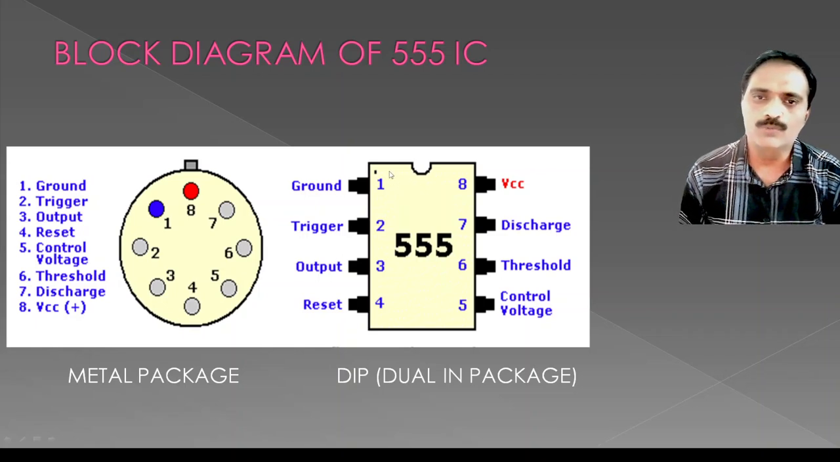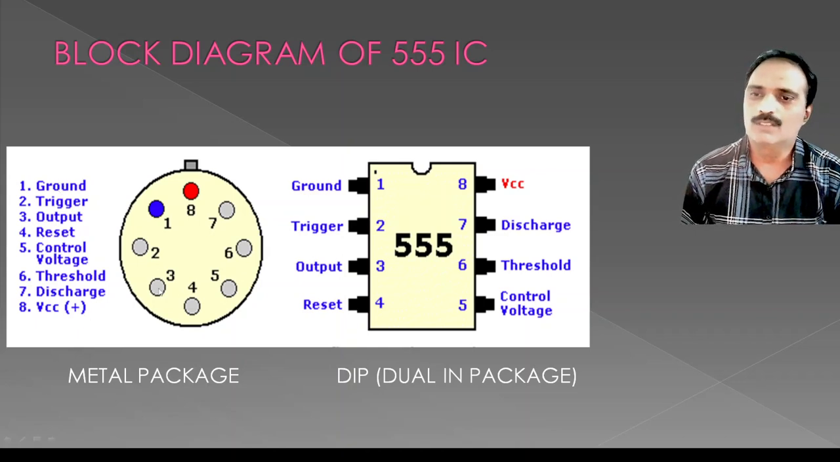Let me brief you on the terminals here. So 1, 2, 3, 4, 5, 6, 7 and 8. The first one is ground, the second one is trigger, the third one will be output, the fourth one is reset. In both the configurations the pins represent the same. The fifth one will be the control voltage, the sixth one will be the threshold, the seventh one will be the discharge, and the last one will be the supply VCC plus.